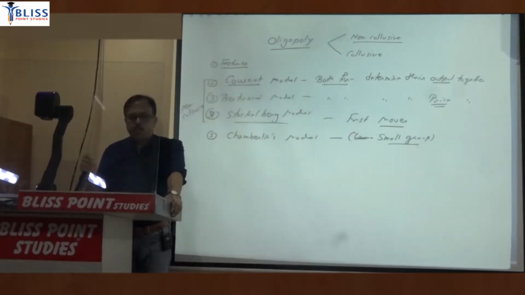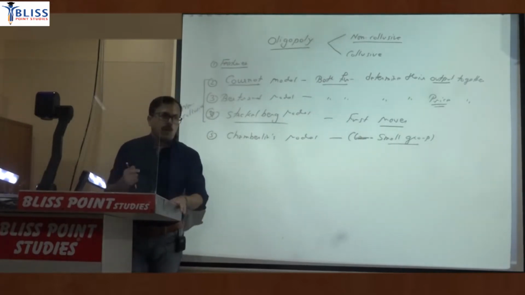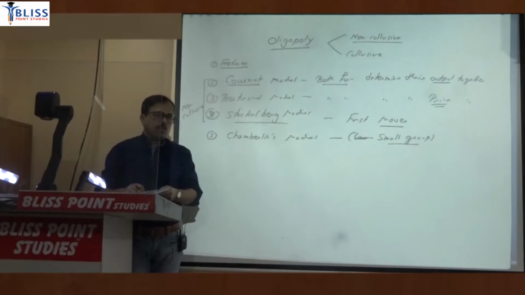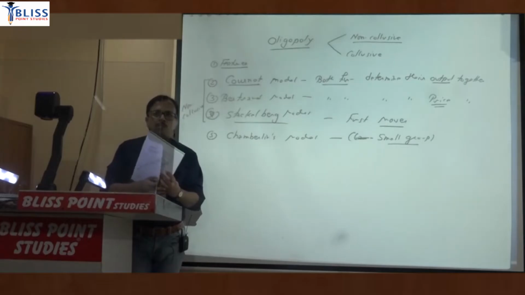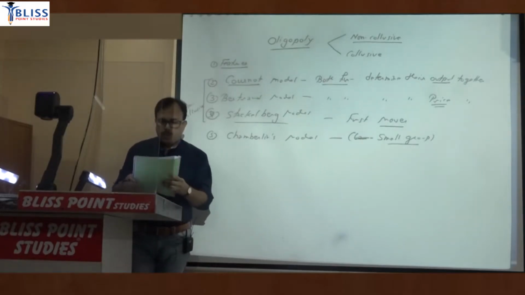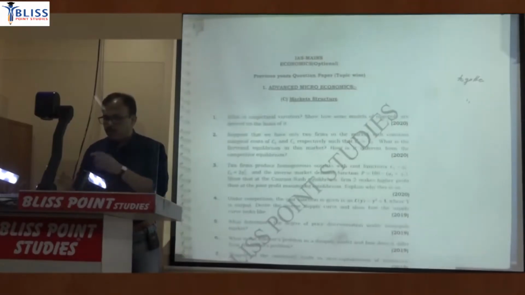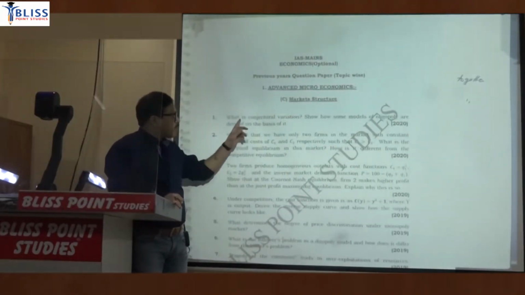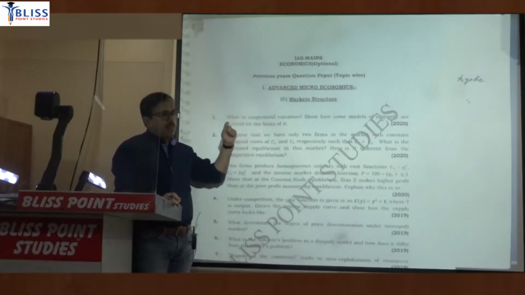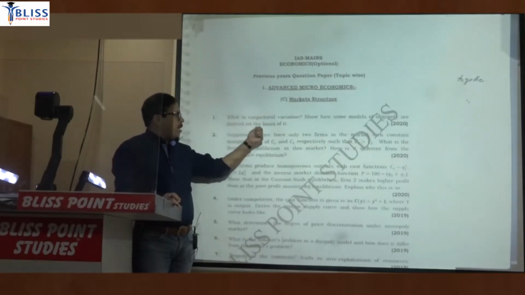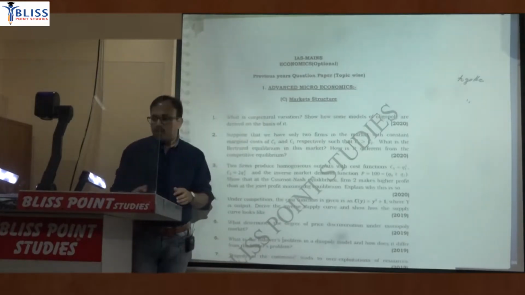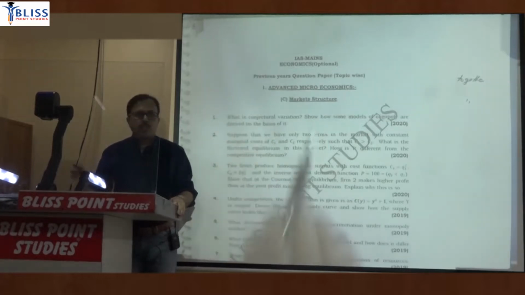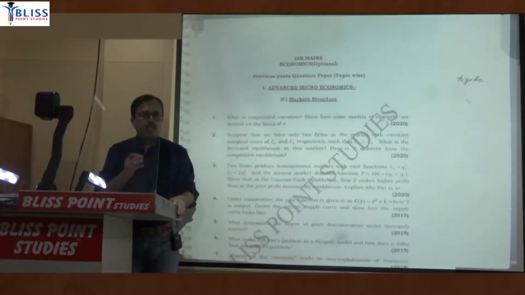All models are based upon different assumptions. All these models are based upon different assumptions, and those assumptions are basically known as conjectural variation. Now this term is not actually used in every book, the word conjectural variation, but this was the question in 2020: What is conjectural variation? Show how some models of oligopoly are derived on the basis of it. So you have to define the meaning of conjectural variation first, and then you have to relate that definition with respect to different models.